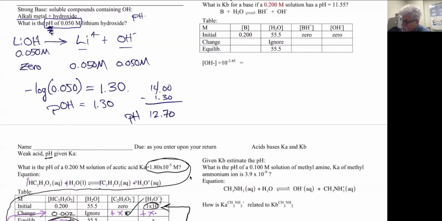pH plus pOH equals 14. Why? Well, because H3O plus times OH minus gives me 1 times 10 to the minus 14. Take the log and change the sign, that's where I get 14. Take the log and change the sign, that's called pH. Take the log, change the sign, that's going to be called pOH. So that is why those things are all related.